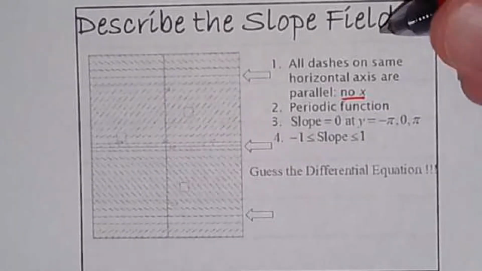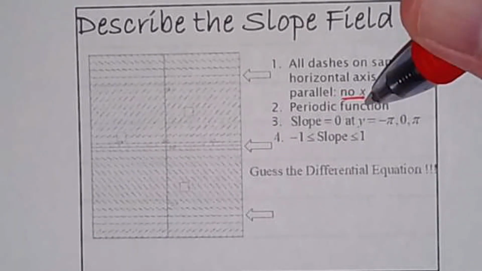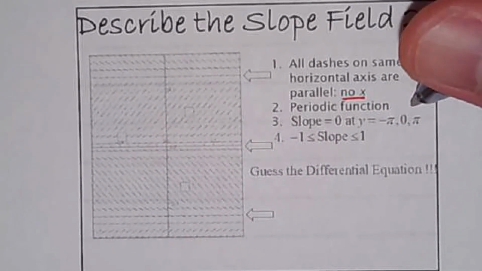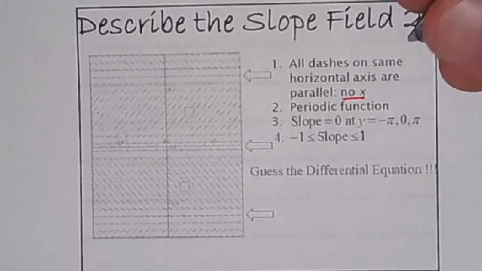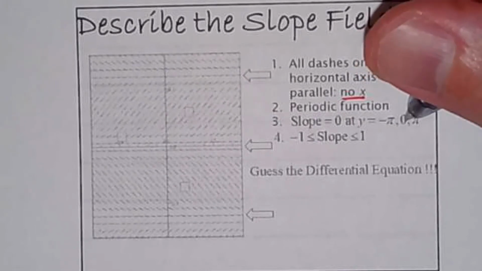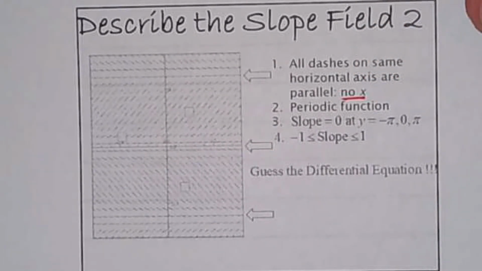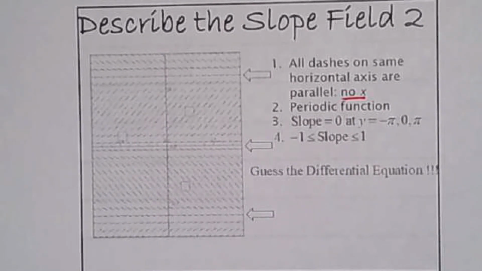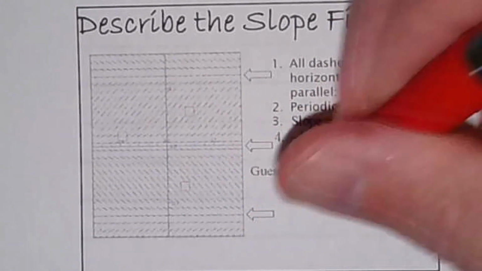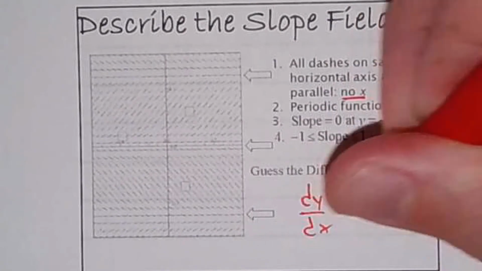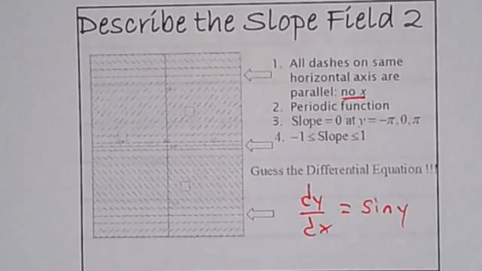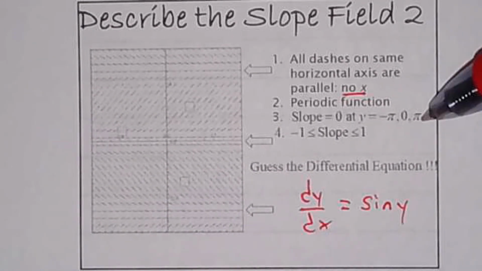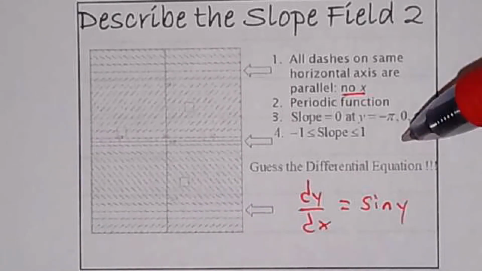Okay, so if you know that, you know it's periodic, so you want to guess maybe sine or cosine. But you know that a sine wave has a 0 slope at y equals negative pi, 0, and pi. So if there's no x, then the equation would have to be dy over dx equals sine y. So if you plug in negative pi, 0, or pi, you would get a 0 slope for this equation.